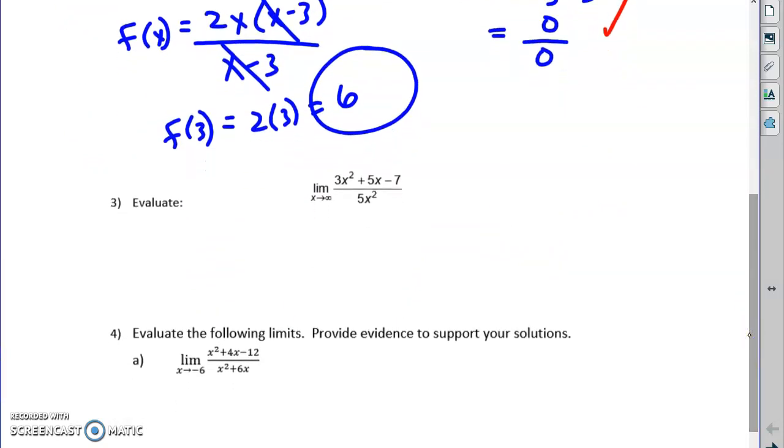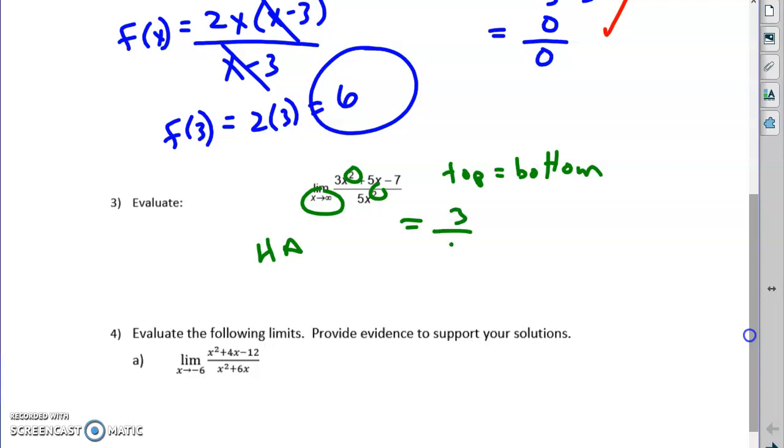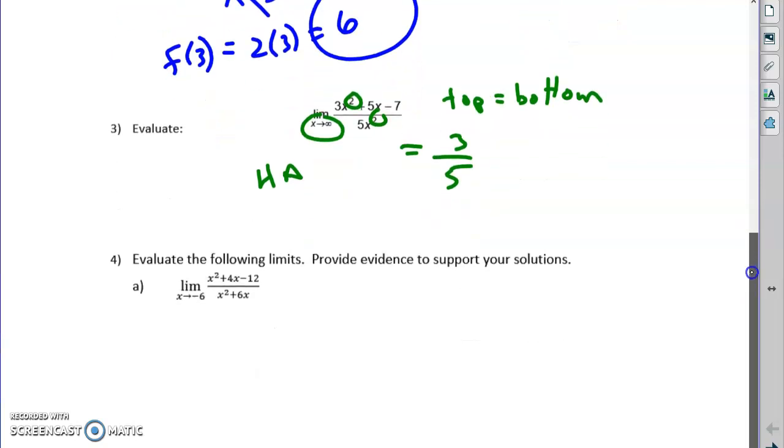Limit as x goes to infinity. What is that also known as? A horizontal asymptote. We had those 3 different options. What do we have here? We have top equals bottom. What does that mean for the limit as x goes to infinity? The other terms take on no meaning whatsoever as x gets larger and larger. The 5x and the 7 are meaningless. So we have the x squared on top and bottom. Take the coefficients. As x gets bigger and bigger, that function is going to approach 3/5 or 0.6.